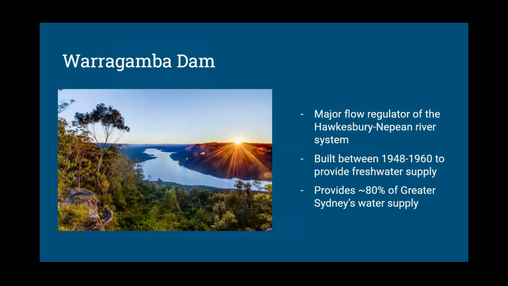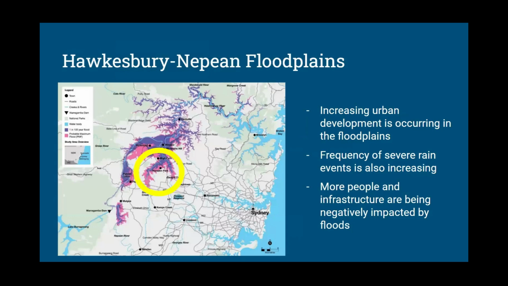The Hawkesbury-Nepean river system that straddles Sydney is a highly important natural resource that is regulated through the Warragamba Dam. This dam was built in 1960 and is responsible for providing around 80% of Greater Sydney's potable water supply. In the past decade, there has been significant housing development along the floodplains of this river system. Simultaneously, due to climate change, there has been an increase in severe rain events, which has led more people and infrastructure vulnerable to the effects of flooding.